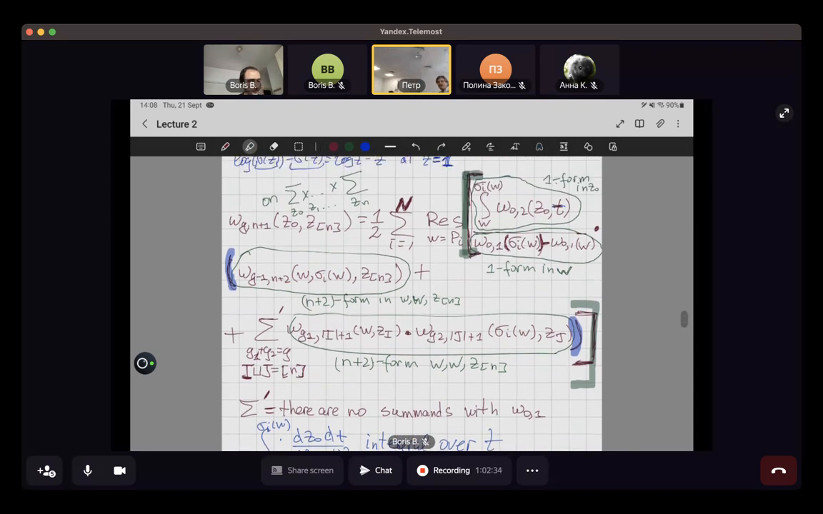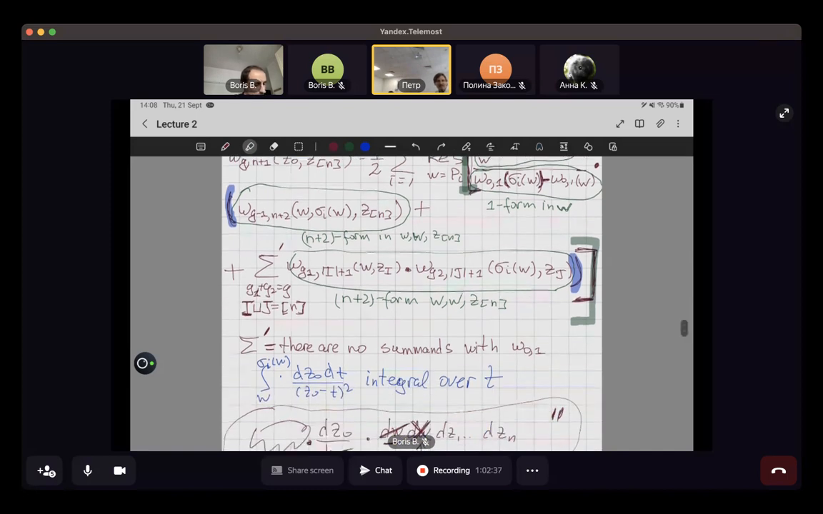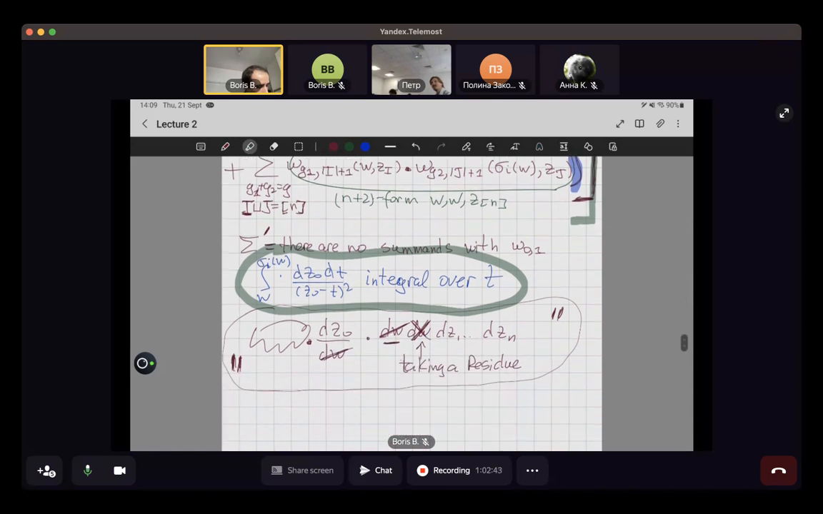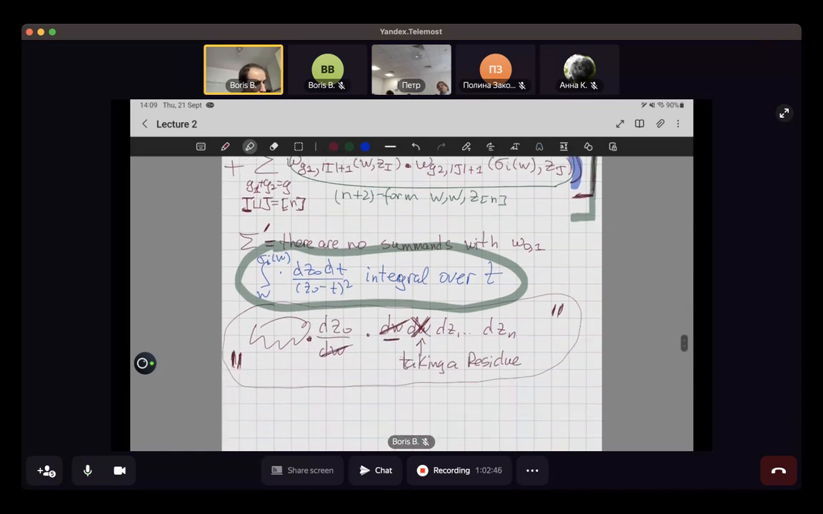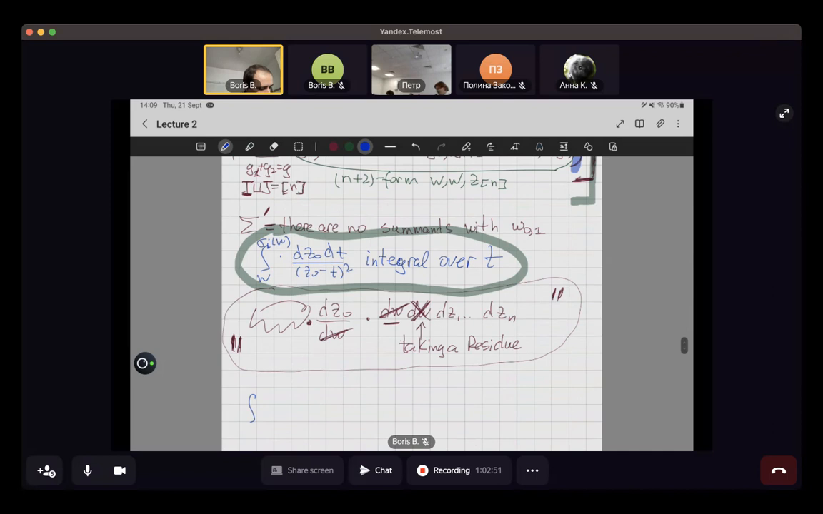So let's see. That requires some discussion. Let's maybe see why the integral is well defined. It's written here: we have this integral from W to sigma I of W of dz0 dt over (z0 minus t) squared. It is taken over t, so maybe you can already put dt out of the integral.